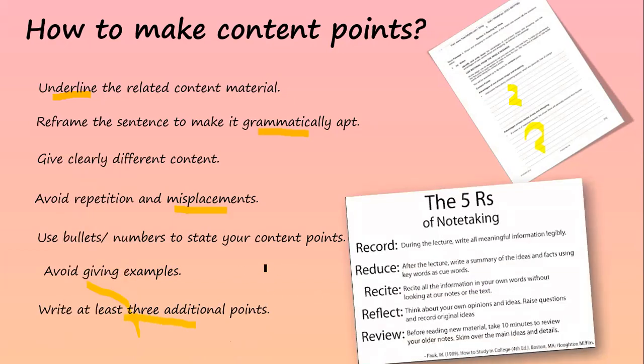Remember the 5R rule for notes making. Record your thing that is underlined while you are reading a passage. This we will do in the next slide. Reduce it. Look at the keywords and the cue words and just jot them down to reduce your content point. Don't write long lines as content points.